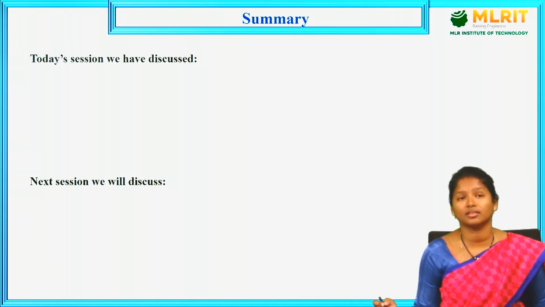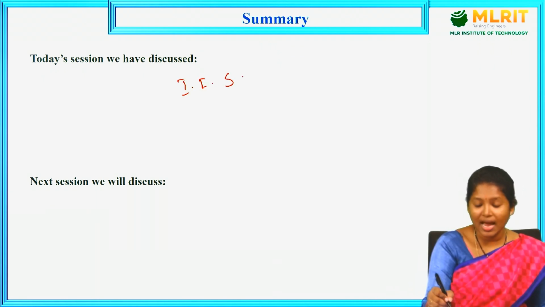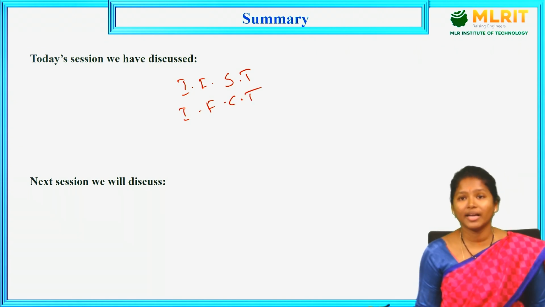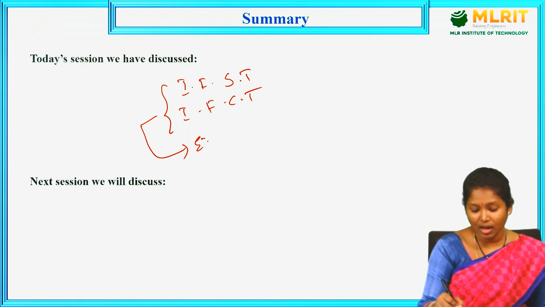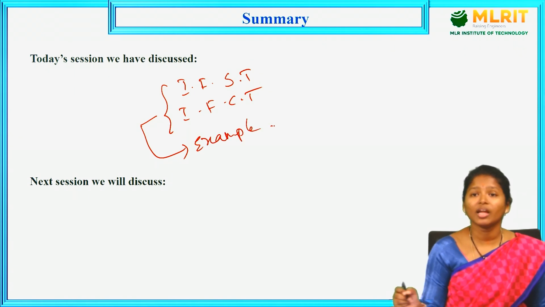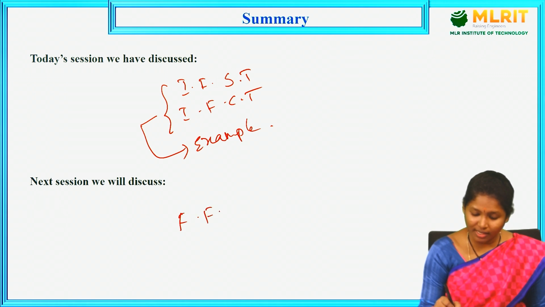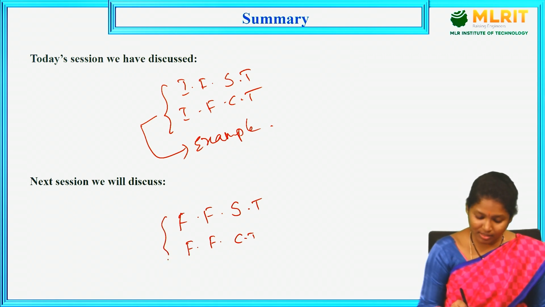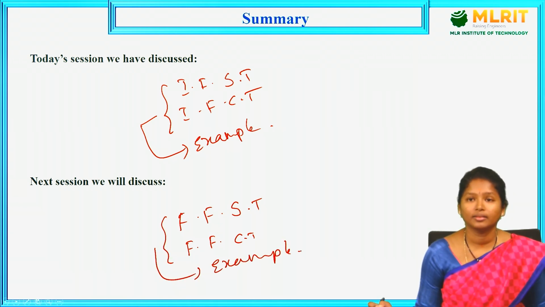In today's session we have discussed the infinite Fourier sine transform and infinite Fourier cosine transform, and based on these formulas we discussed an example. In the next session, we will discuss the finite Fourier sine transform and finite Fourier cosine transform, and based on these formulas we will discuss an example. Okay? Thank you.